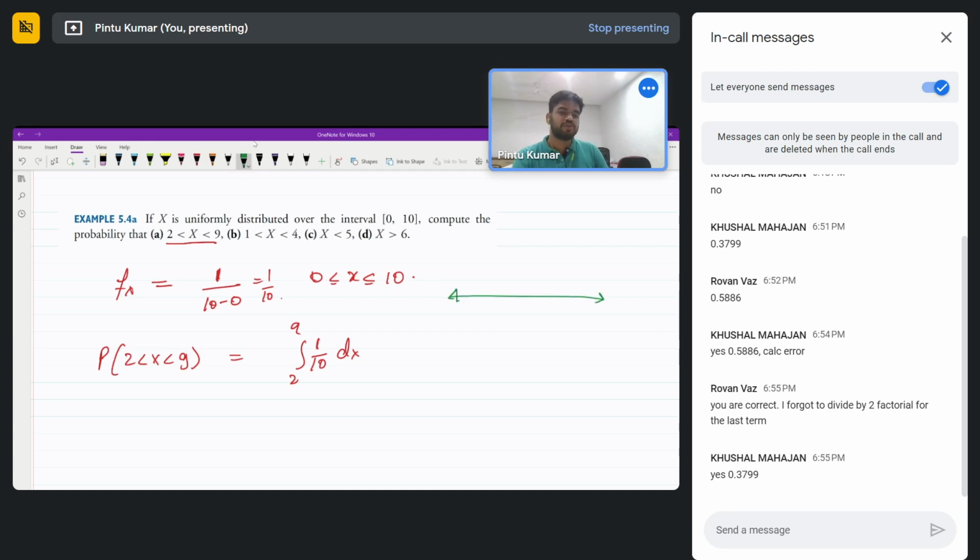Or you can just see that if you have an interval from 0 to 10, the length of this interval is 10, then the probability that it lies between 2 to 9 would be the length of this portion. The length of this portion will be calculated via this particular integral. So this is nothing but x by 10 in the range 2 to 9. This is 9 by 10 minus 2 by 10, that is 7 by 10.